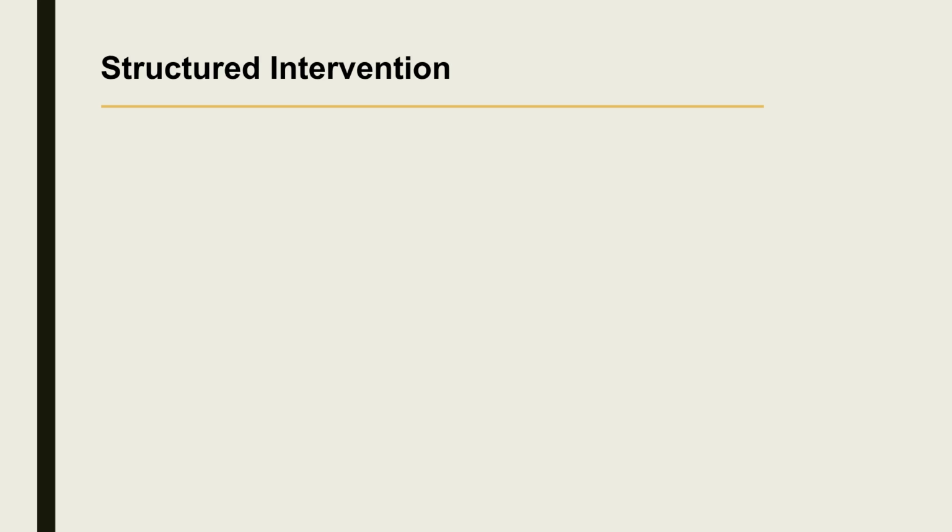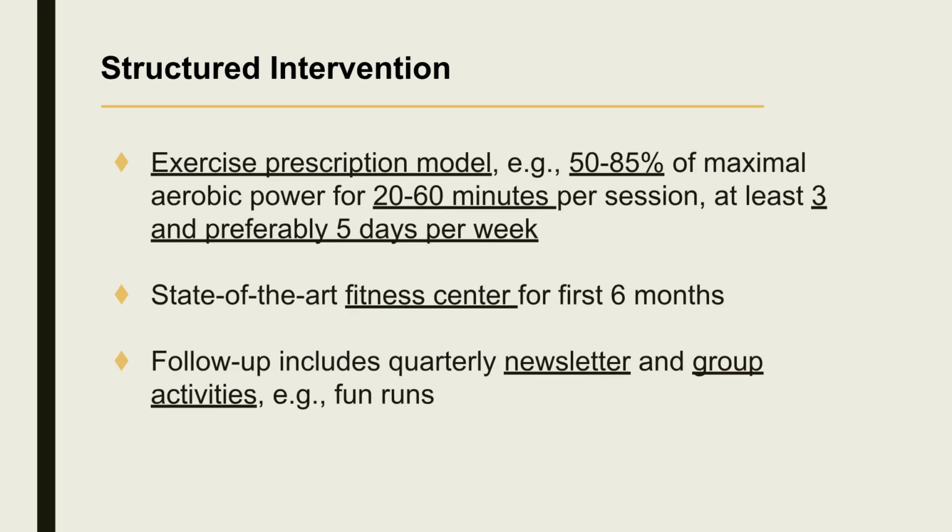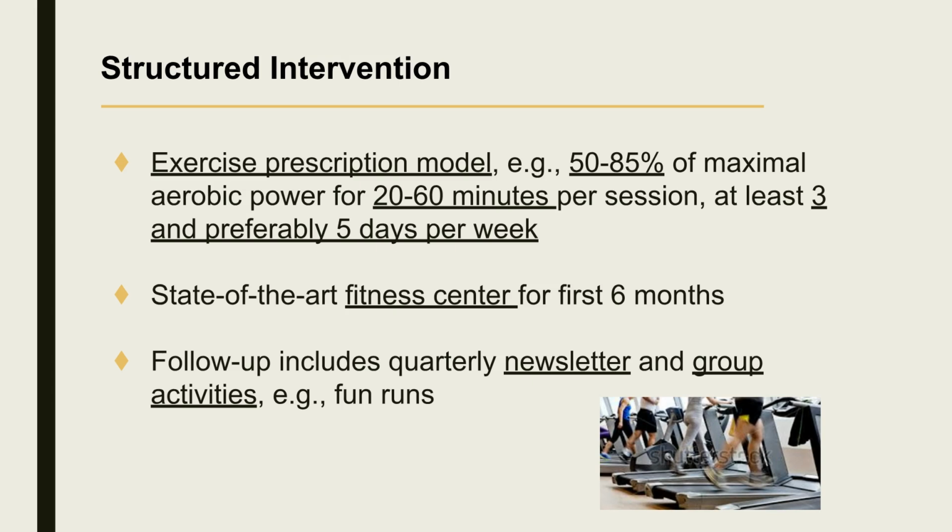In the structured intervention group, researchers used a traditional exercise prescription model. Participants were prescribed exercise at 50% to 85% of their maximal aerobic capacity for about 20 to 60 minutes per session. They attended supervised exercise sessions at a fitness facility, offered 5 days per week for the first 6 months. Initially, participants were asked to attend at least 3 sessions per week, gradually increasing to 5 days per week. During the 18-month follow-up period, support was reduced. Participants met quarterly for group activities and received a monthly activity calendar, along with a quarterly newsletter highlighting the benefits of physical activity and related research findings.